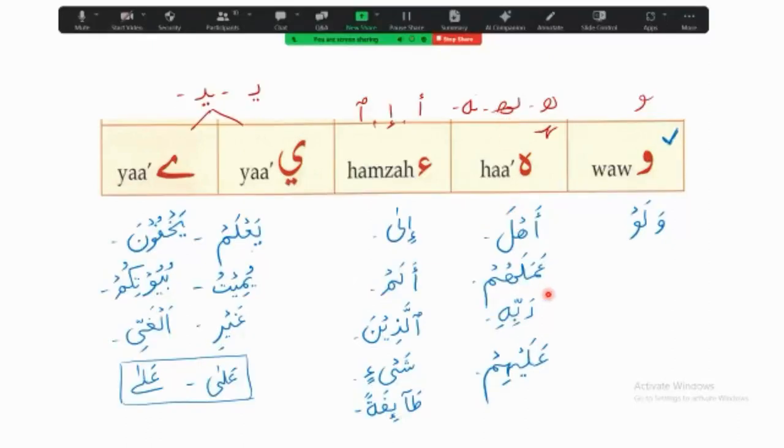So in this example of "amalahum", this ha was attached with the previous letter and the next letter coming after it, so we have written it like this. The next example is of the ha letter when it comes at the end of words, and we write it like this. "Rabbihi" is an example. At the end, the ha took a shape like this.